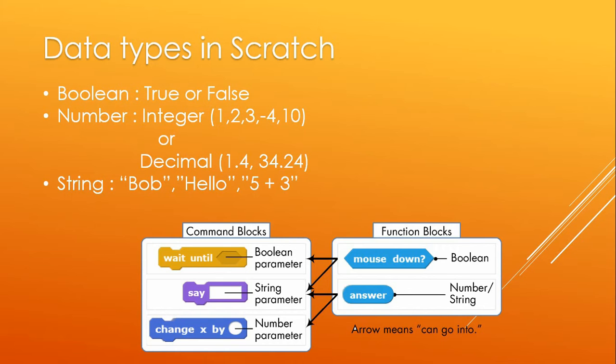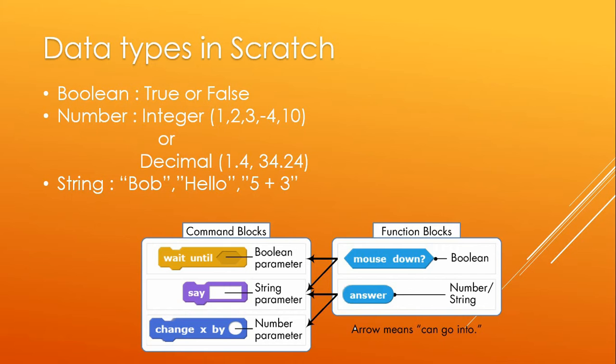And finally, if you look at the change x by command, you'll see that's a round edged or circular shaped parameter. That means it does require numbers. So it will not accept the value of Bob. It has to be a number 3, 4.5, whatever that number is, but it has to be a number.